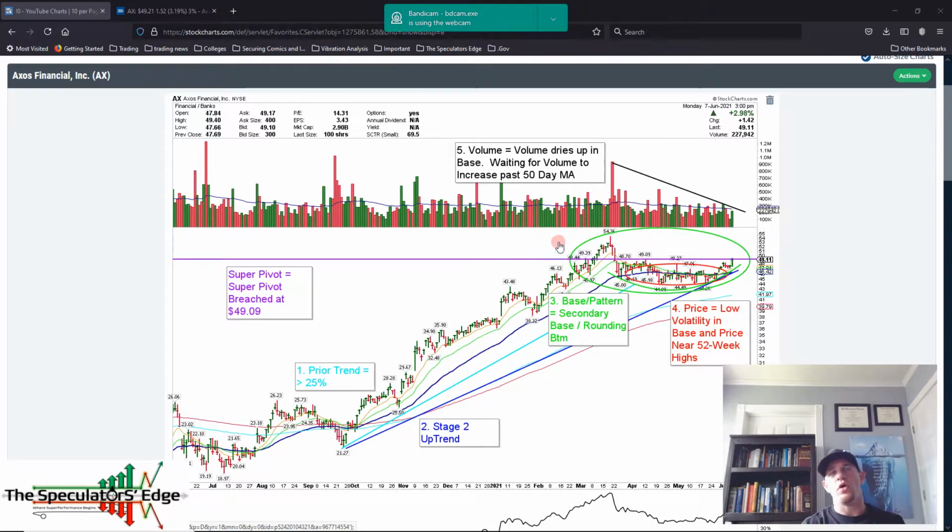And what we're looking for next is volume. We're looking for volume dry up within the base, and we're looking for large volume or heavy demand coming out of the base. But with this stock, as you can see, the volume dries up substantially in this base, which keeps the price nice and tight, low volatility. And what we're waiting for now is volume to increase past this 50-day moving average.